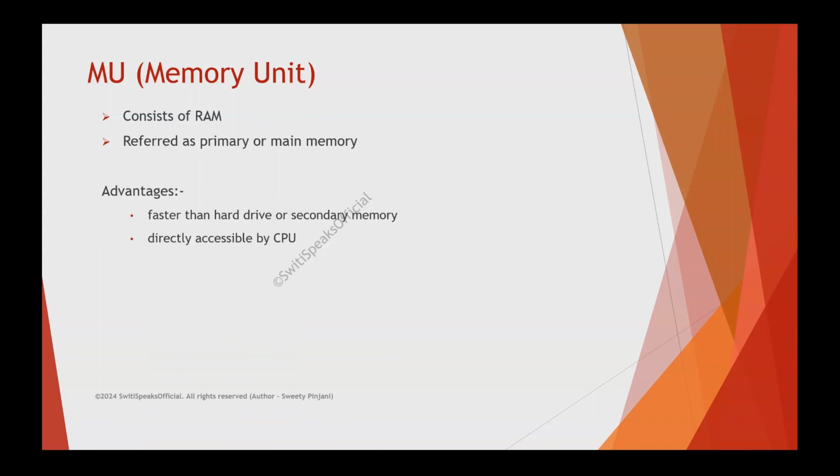Another advantage is that RAM can be directly accessed by the CPU. Since it is faster, it can be directly accessed by the CPU. That is why it allows your CPU to perform the processing much quicker compared to when it would have been reading and writing data to your hard drive or secondary memory. So RAM is the main memory which allows your CPU to operate much quicker.